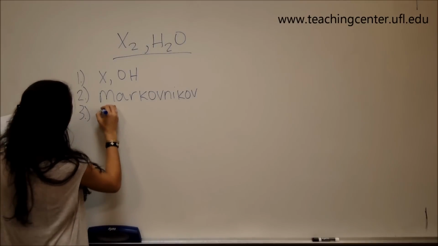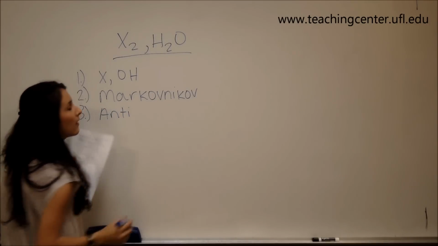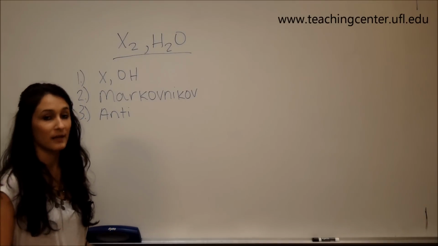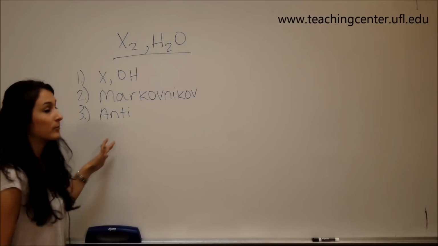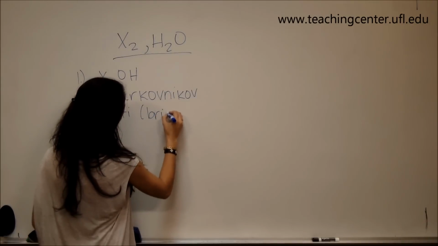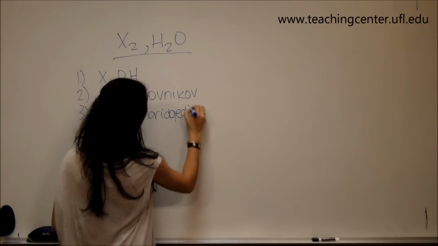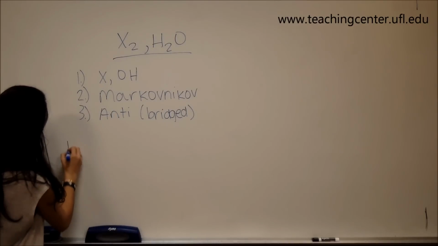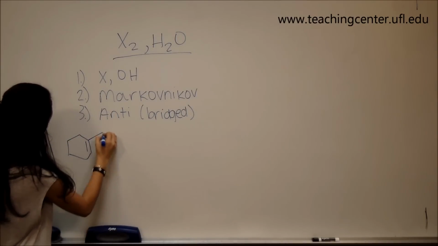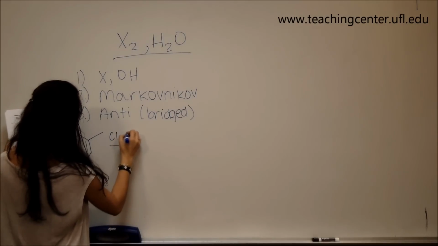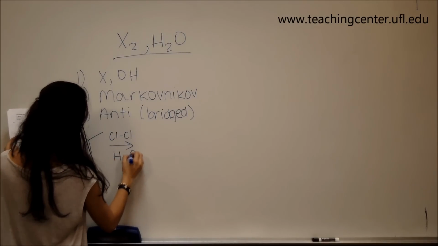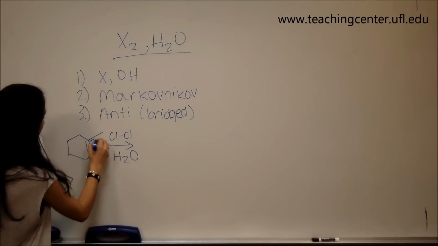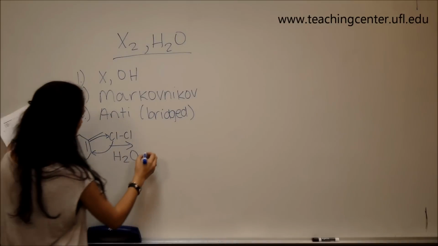The third question is how, and this adds anti. This reaction is very, very similar to the last reaction that we just did. So it also goes through a bridged intermediate. Okay, so let's go ahead and look at this. We're going to draw a line to this chlorine and a line back so we know that we're forming the bridge.